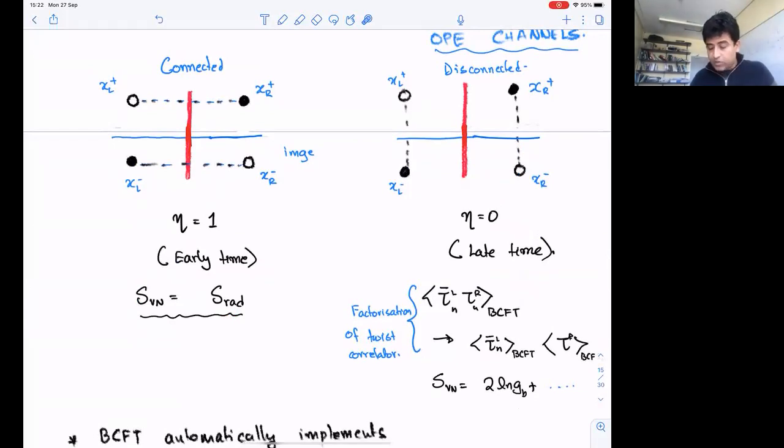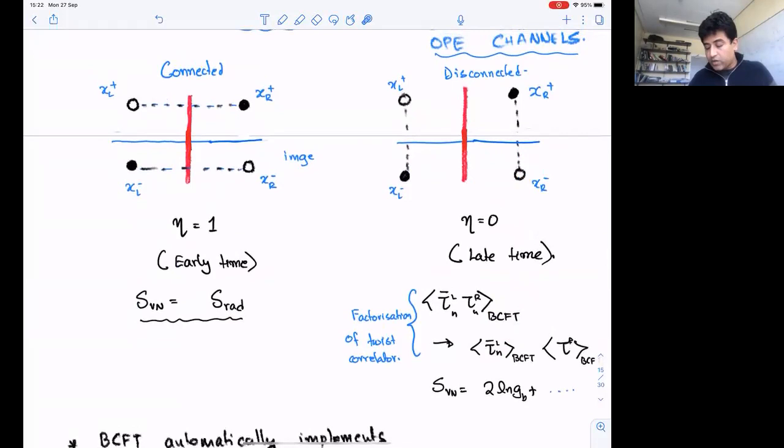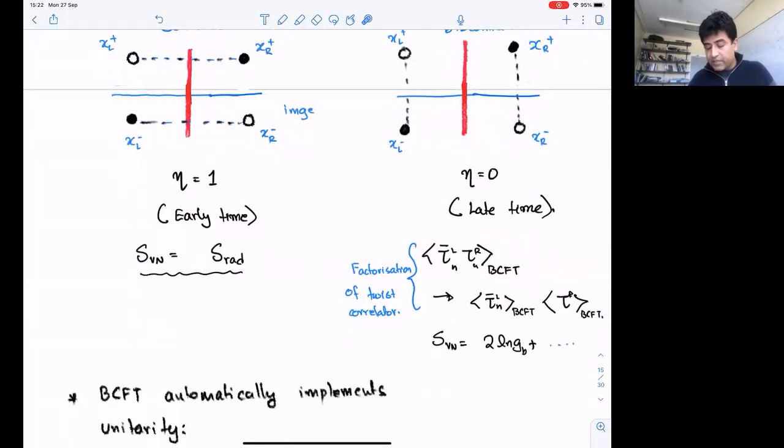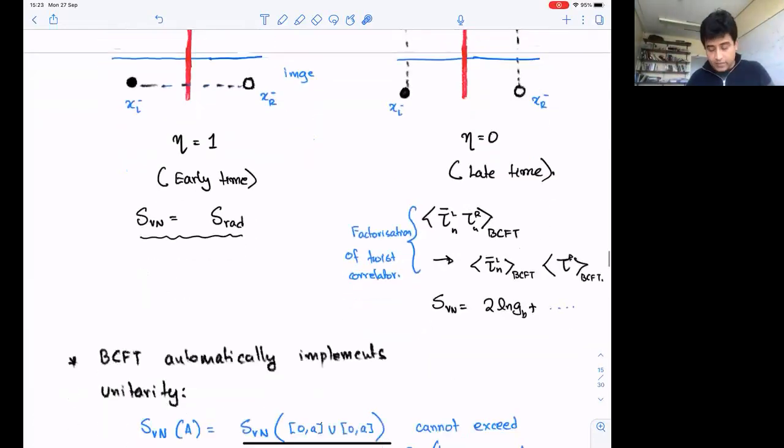At late times, the von Neumann entropy, which is given by the twist anti-twist correlator in the BCFT, undergoes a factorization. There is a factorization through this disconnected channel, which gives us the product of the one-point functions in each BCFT. And the product of the one-point functions in the BCFT, when you take its log to compute the von Neumann entropy, precisely gives twice log g_B. So essentially, we can understand this transition between these two dynamical regimes as a transition between OPE channels in the BCFT, going from connected to disconnected.